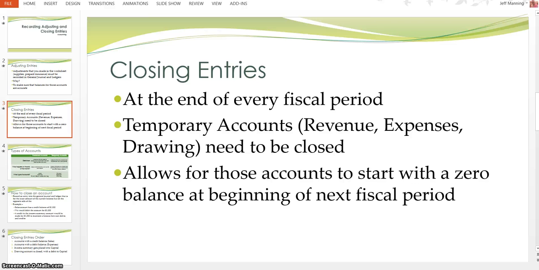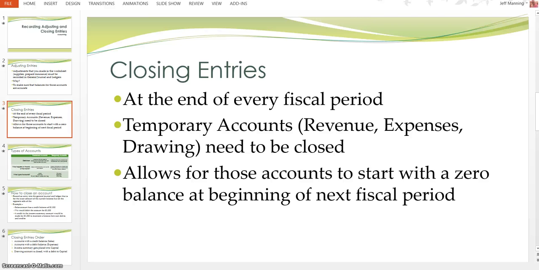Okay, I hope you have all of your supplies. So we're going to talk about how to do closing entries. And before we do that, we need to talk a little bit about what a closing entry is, why you do it, and a little bit about what temporary accounts are. So first of all, when do you do the closing entries? This is done at the end of every fiscal period, or for us, it's at the end of every month.